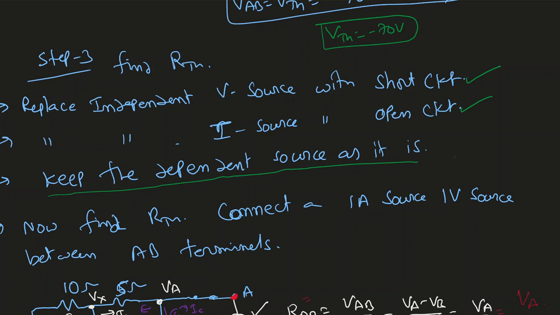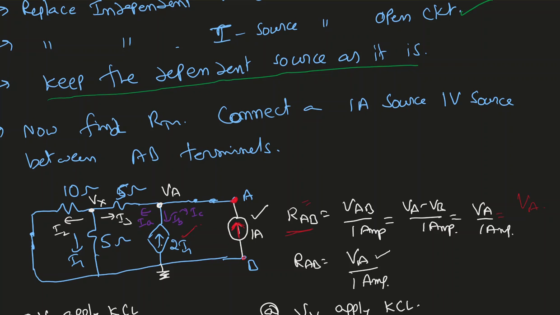Now, while finding resistance, we will have only the dependent source. If you have a dependent source only, it's not going to supply any current because there is no independent source. So what I'm going to do is connect a 1 ampere independent source here between the AB terminals. It need not be 1 ampere, it can be 10 ampere, it can be 100 ampere, or it can be 1 volt or 100 volt. I usually go with 1 ampere, it's easy.